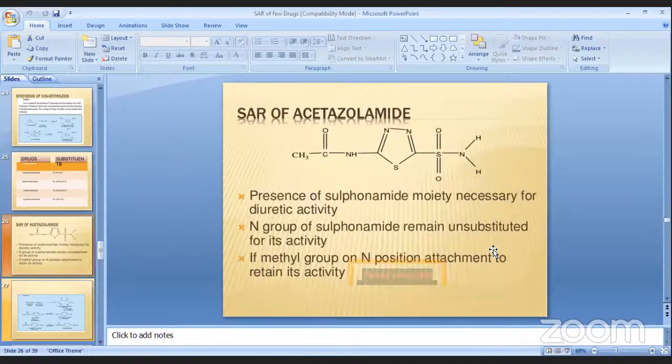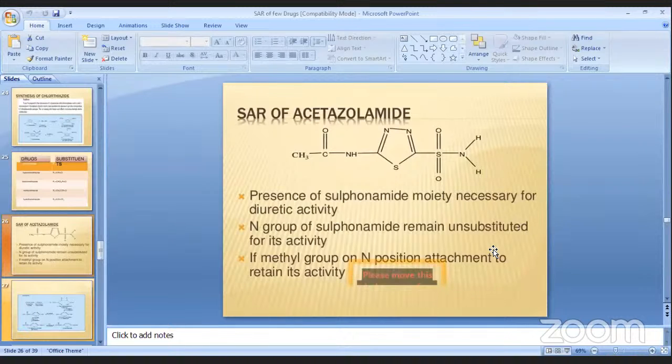So now I am going for another SAR, that is acetazolamide. It is a carbonic anhydrase inhibitor. It is also one of the diuretics, widely used for the treatment of diuretic activity as well as for the treatment of glaucoma, a disease which is due to increased intraocular pressure. Acetazolamide is used to reduce the intraocular pressure, and also as a diuretic.